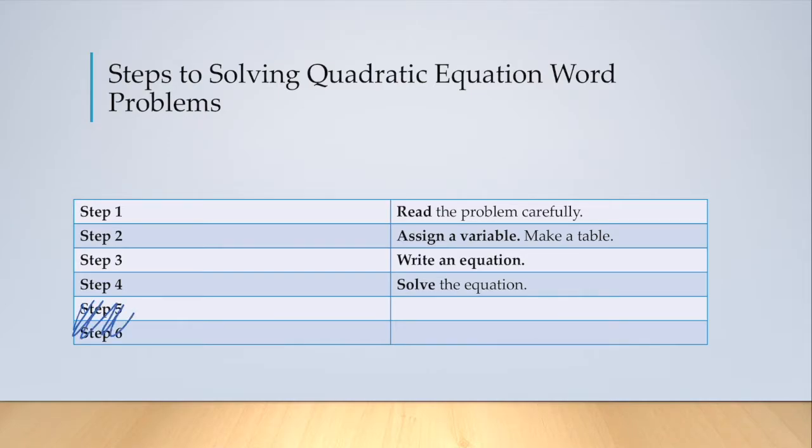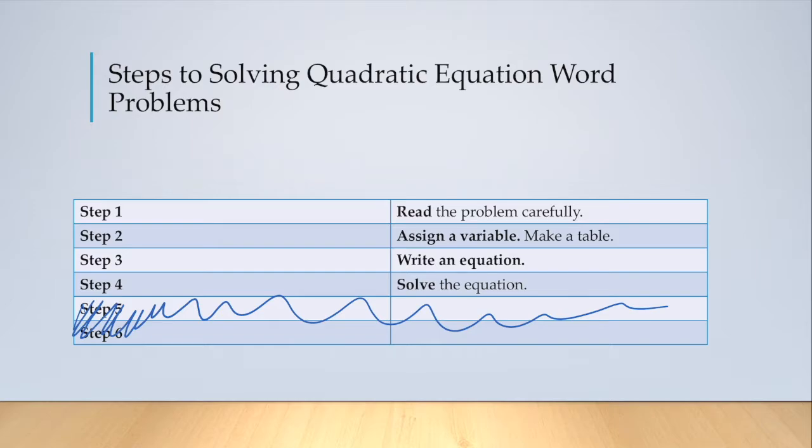So the steps to solving quadratic equation word problems, everybody's favorite thing, word problems. There's actually only 5 steps. I don't know why 2 random rows were added to my table. But first you need to read the problem carefully, assign the variable, make a table if necessary. You won't always have to do this, but I do highly suggest it. And then what you're going to need to do is write an equation and solve the equation.